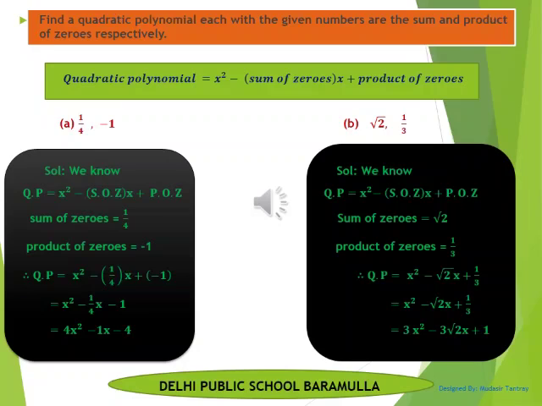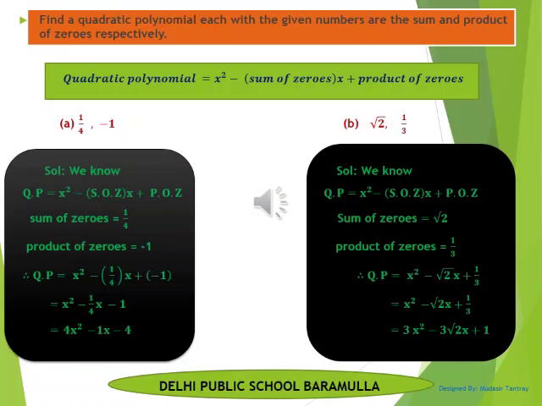Find a quadratic polynomial with the given numbers as the sum and the product of zeros respectively. We know quadratic polynomial is equal to x square minus sum of zeros into x plus product of zeros. Part A: 1 by 4 comma minus 1. That means 1 by 4 is the sum of zeros and minus 1 is the product of zeros. Here sum of zeros is equal to 1 by 4 and product of zeros is equal to minus 1.